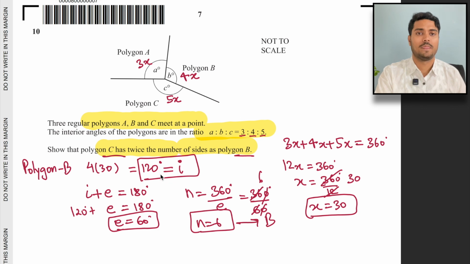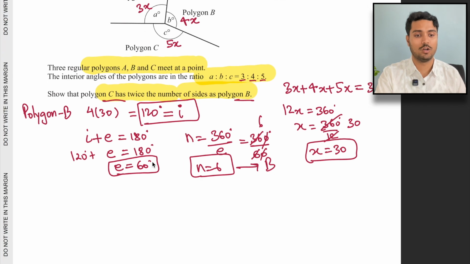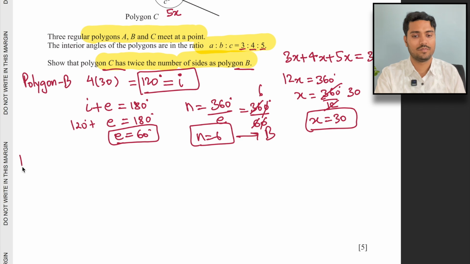Let's find the number of sides for polygon C as well. So let's check for polygon C. For polygon C, it's 5 into x, that is 30.